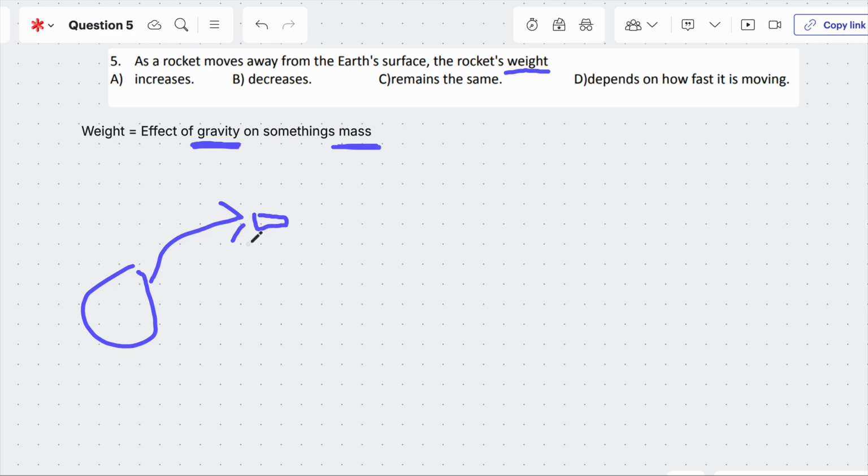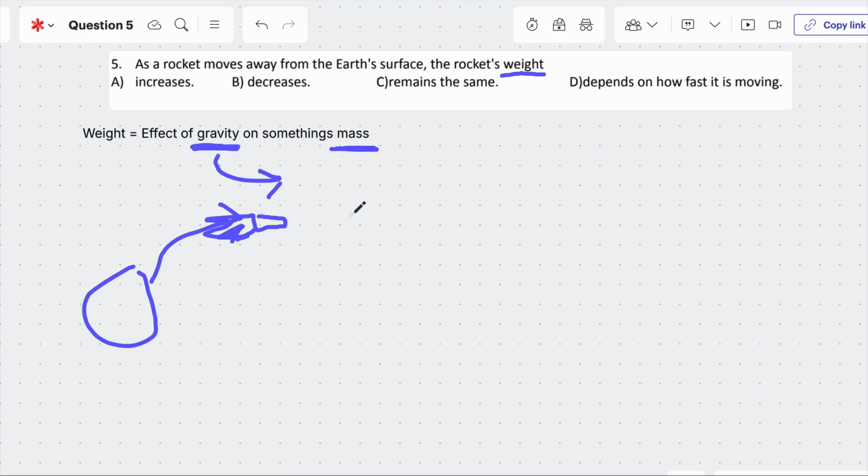As it moves away, let's think about mass first. Its mass would technically be decreasing a little bit because it'd be burning all that fuel behind it, getting a little lighter. That's not really what this question is focusing on, so we're going to say mass stays the same for all intents and purposes. Now, does gravity change? If you think about just going out in space, the farther we get away from a planet, the weaker the gravity is. So, if gravity goes down, that means its weight is going to go down too.